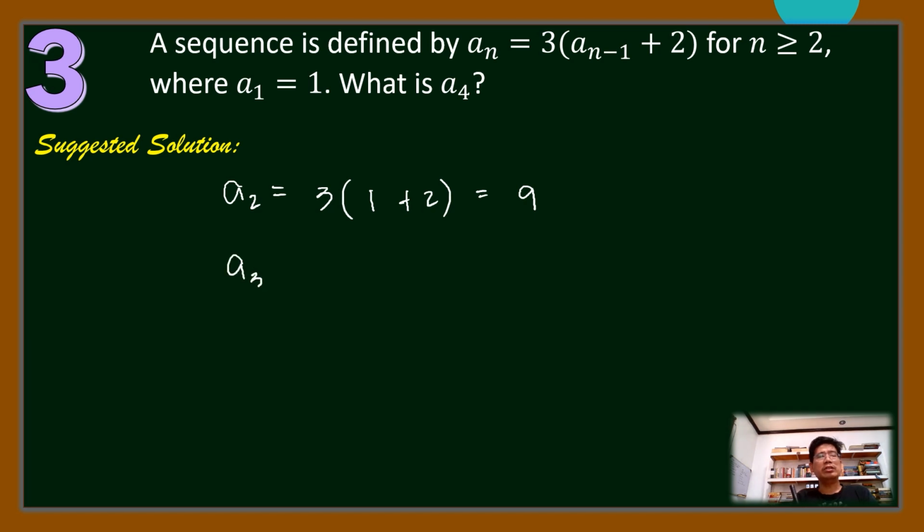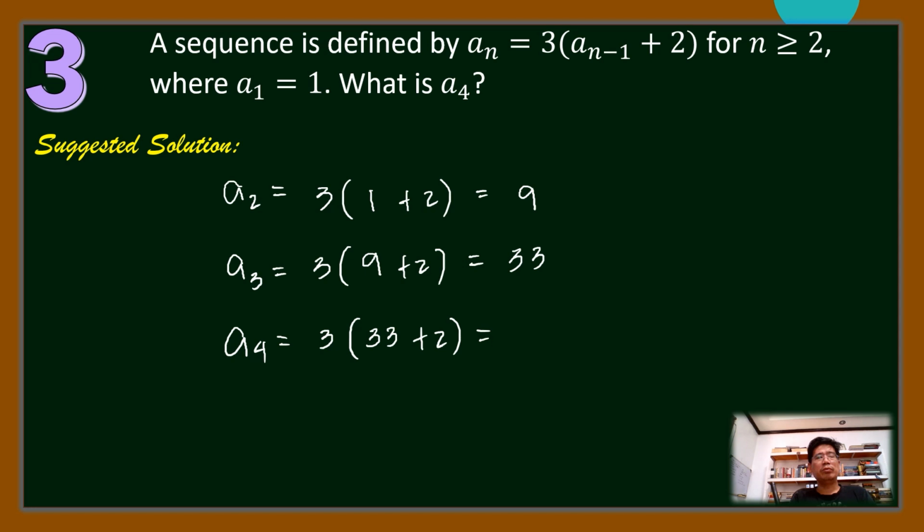Then we'll get a sub 3. That will be 3 times a sub 3 minus 1, which is a sub 2. Then that is 9 plus 2. Then this is equal to 3 times 11, 33. Now we get a sub 4. That will be 3 times a sub 4 minus 1, and that is a sub 3, which is 33, plus 2. So we have 35 times 3. A sub 4 is equal to 105.